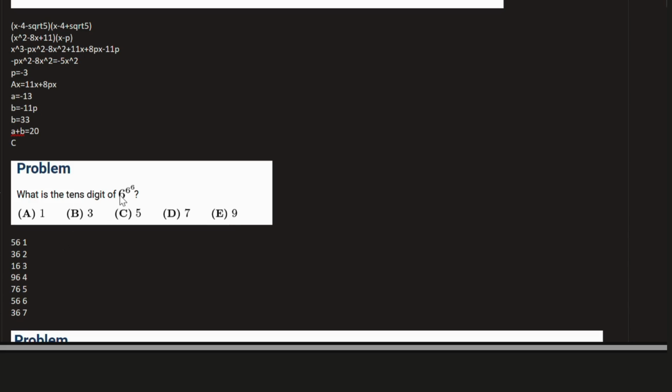So we just have to look at what the power is mod 5. We know that the power is 6 to the power of 6. Taking that mod 5 gives us 1 to the power of 6, which means the power must be 1, meaning that the last 2 digits must be 56. So the answer must be C.